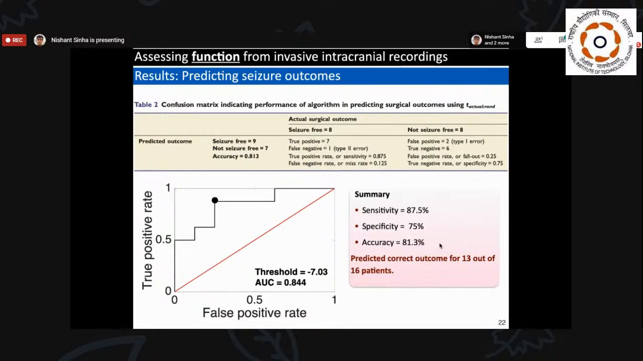Typically all these patients went in with an expectation of being completely seizure free after the surgery. But if we can predict which of these patients would not be seizure free, then either the clinical team can perform an alternative resection, or at the very minimum, they can be counseled about what can be expected because of this therapy.